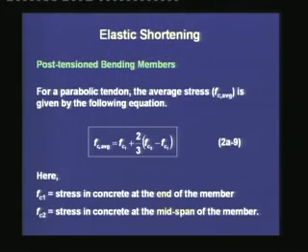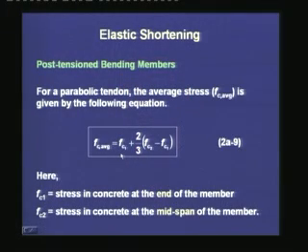Now, this expression is specifically for a parabolic tendon. For a parabolic tendon, the average stress is given by this equation, where this assumes a parabolic variation of the stress. The average stress is given as the stress at the end of the member, which is the lower term, plus 2/3 of the difference of the stress at the midspan and at the end.